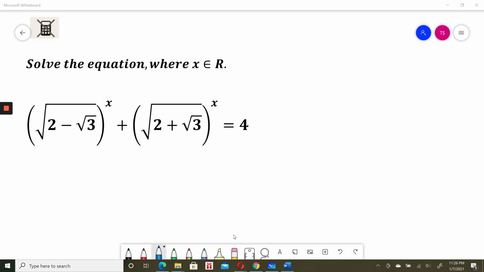Solve the equation when x belongs to R. At this moment, I encourage you to pause the video and solve it by yourself. Okay, I'll solve it now.